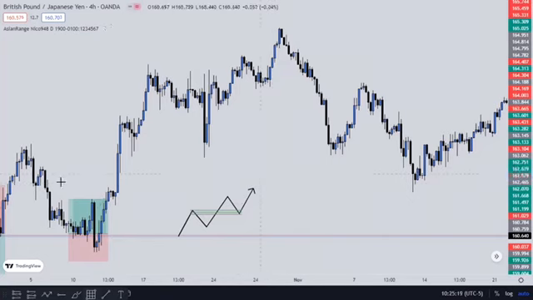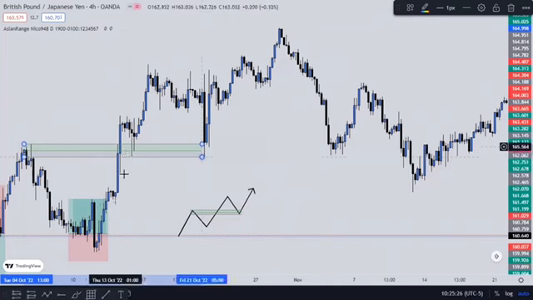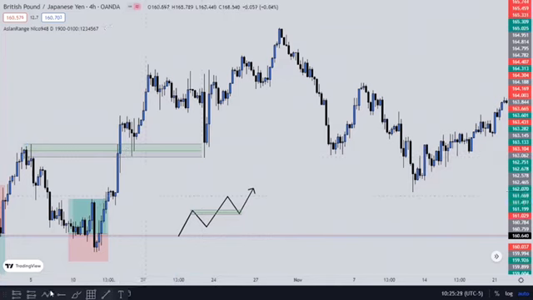If we look at this chart here, we can see that this was a previous high in the market that was broken right here. The high was broken right here, as you can see. Then the market flew up and pulled back into that level, and this is where you want to have your limit orders.